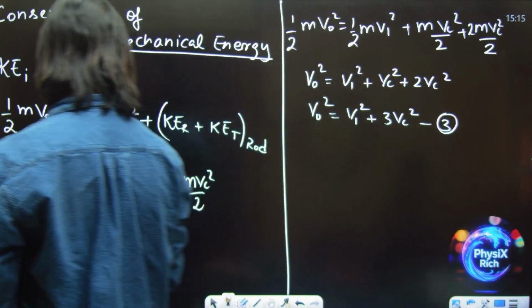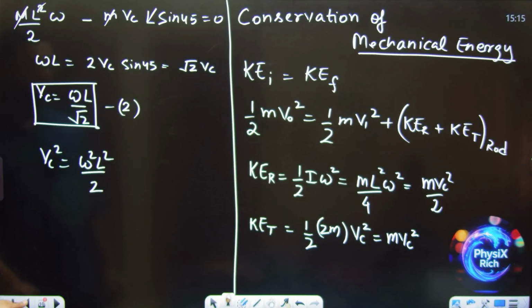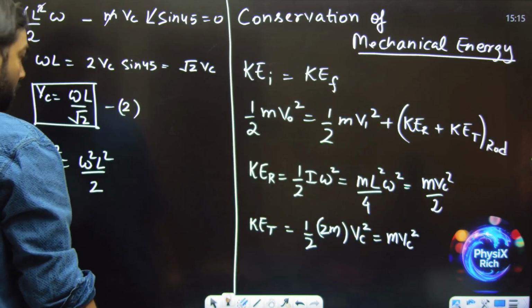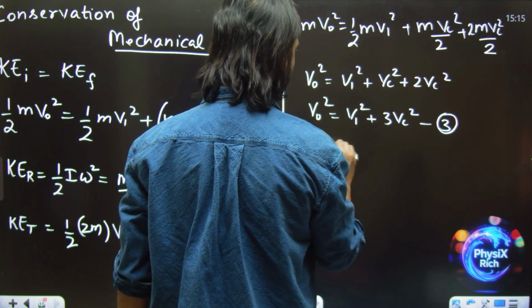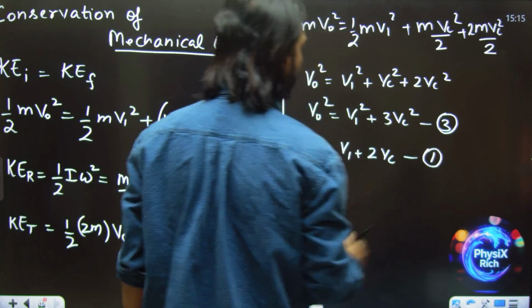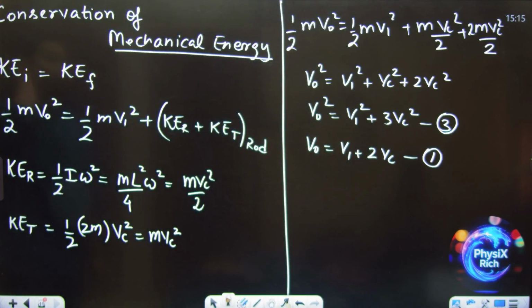You guys remember what was our equation number 1? This was our equation number 1. V naught equals to V1 plus 2 Vc. This was our equation number 1. So now we have simply got two equations and two variables, which we can very easily solve.